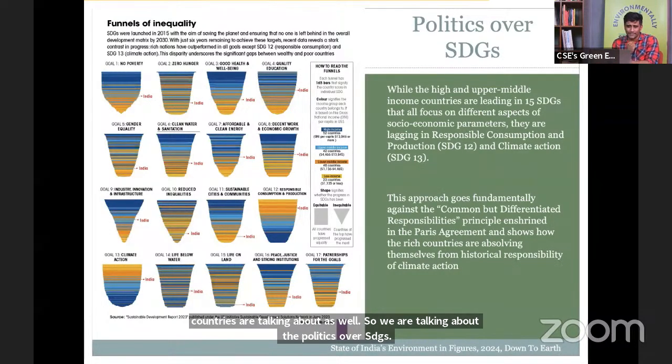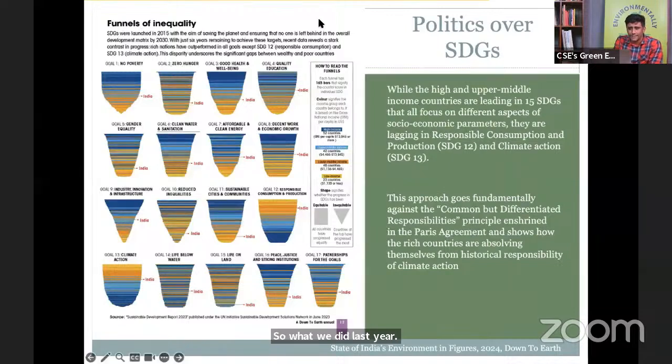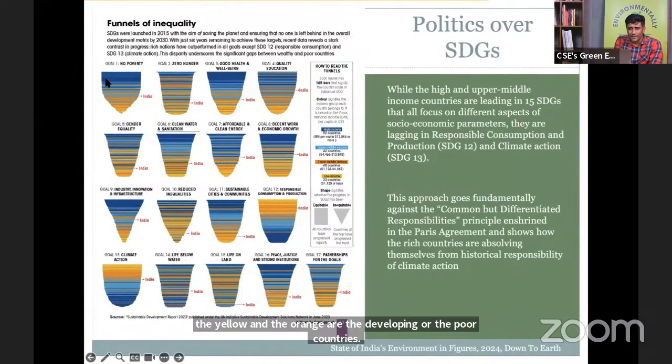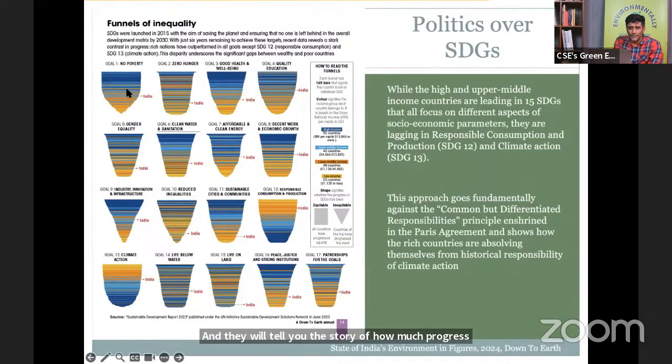What we did last year, if you look at these funnels that are there, each of these funnels is an individual SDG, and each of these lines is an individual country. Blue and light blue are the rich countries, and the yellow and the orange are the developing or the poor countries. You can look at these funnels, and they will tell you the story of how much progress has happened. If you look at no poverty, most of the countries have made progress, but the best are the rich countries at the top.